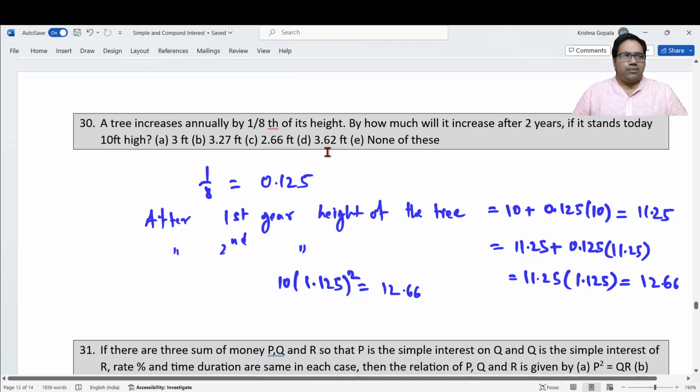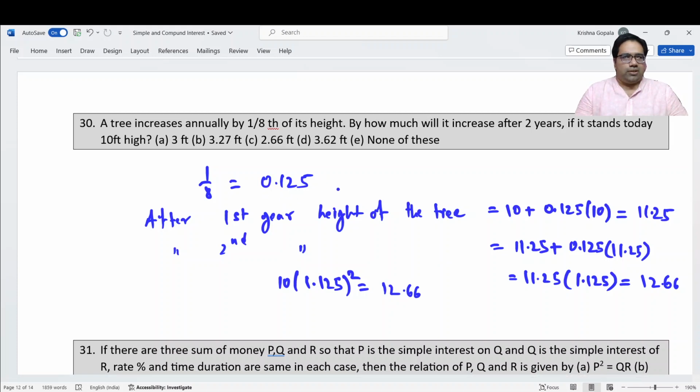The other way is 10% into 1 by 8 every year. 1 by 8 is 0.125. 1 plus 0.125, 0.125 is 12.5%, right? 1 plus 0.125 is 1.125 whole square. In 2 years, it is 10 into 1.125 square, which is 12.6. If it is 4 years, 10 into 1.125 whole power 4, right? 1 by 8 is growing every year.